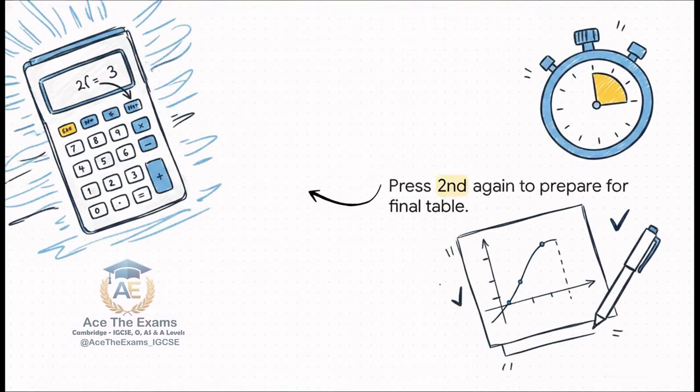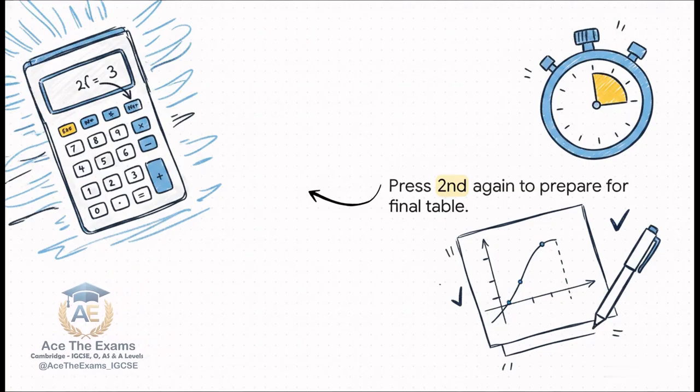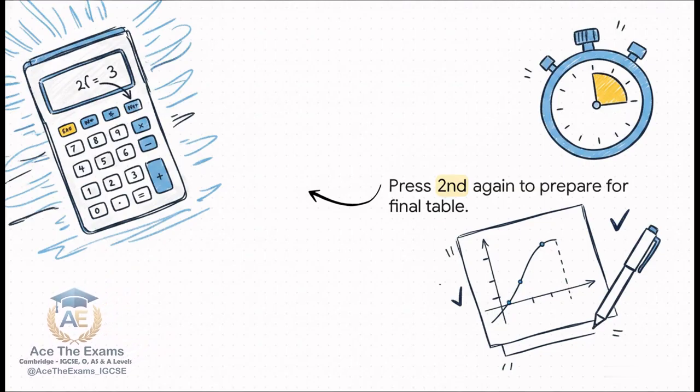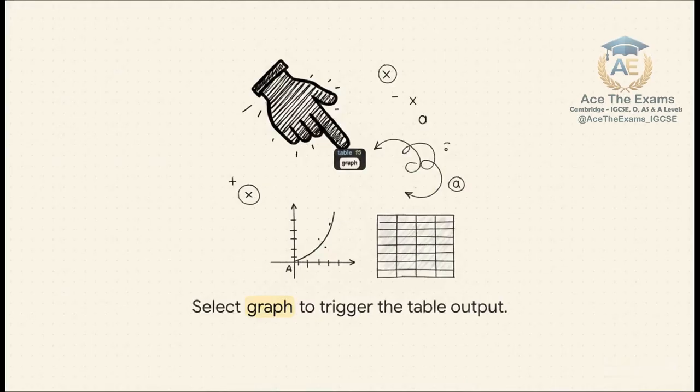Let's keep the momentum going here. To prevent any kind of technical confusion, go ahead and press the second button one more time to prep for the final table. Your calculator is prepped, the equation is entered, and we are literally one keystroke away from absolute certainty. Finally, press the graph key to trigger the table function.